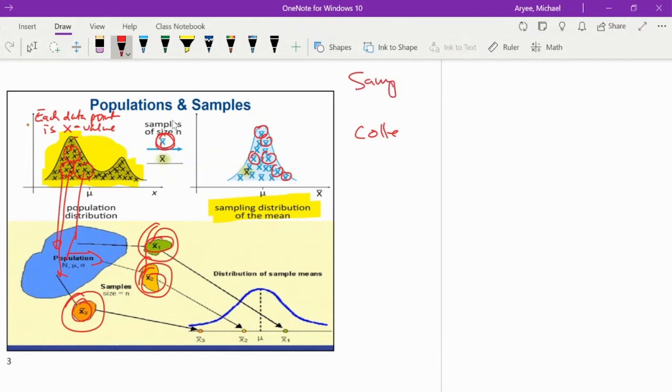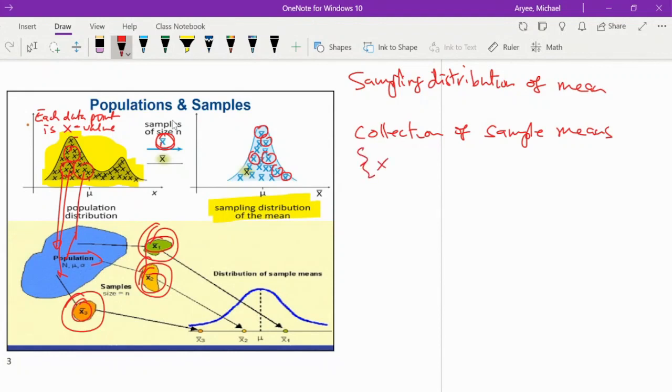So a sampling distribution of means is a situation where you have a collection of sample means. So you have, let's say, X bar 1, X bar 2, X bar 3, X bar 4, so many of them, let's say X bar K.